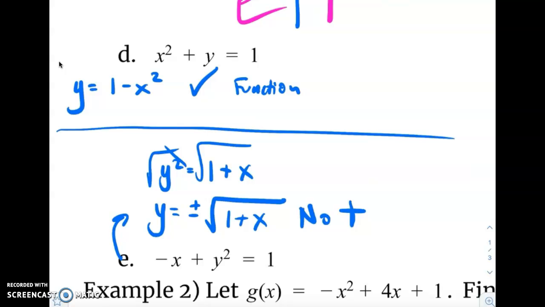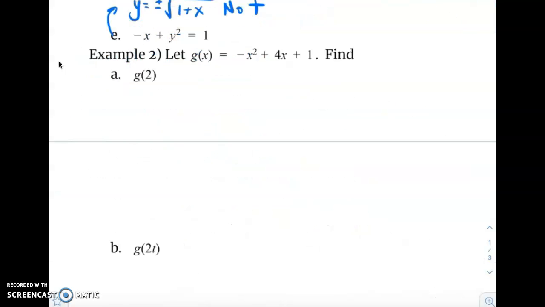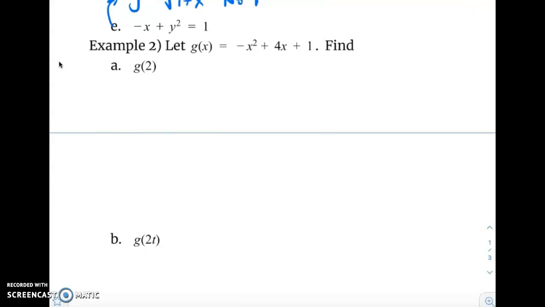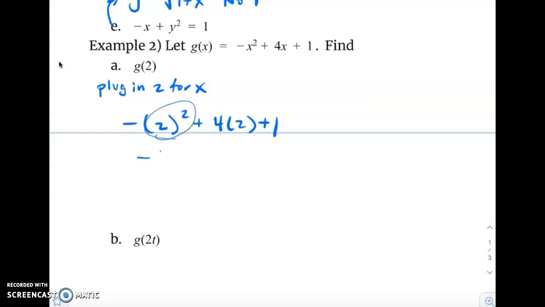All right, example 2. So that was talking about functions. Now we're going to talk about function notation. When you see the notation like that, that is telling you to plug in 2 for x. So we're going to do that. -2 squared plus 4 times 2 plus 1. You're going to square your 2 and you get 4. 4 times 2 is 8. Add those all together and you get 5. So that is g of 2. g of 2 equals 5.